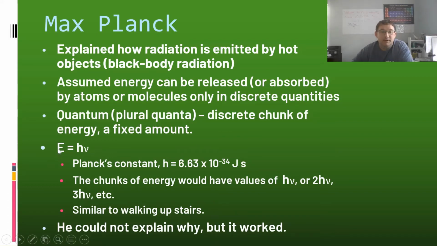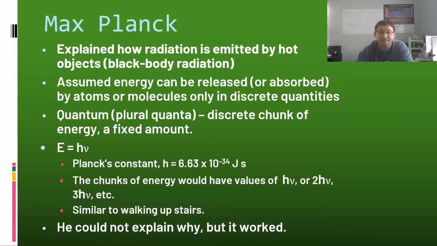So the energy divided by the frequency would always give the same number, which we call Planck's constant. So you could have 1 h nu, or 2 h nu, or 3 h nu, but you couldn't have anything between that. It's kind of like walking up steps. When we walk up steps, we can't take 1.5 steps or 2 3/4 of a step. You either take 1 step, 2 steps, 3 steps, and if you're really, really good, you could maybe take 4 steps. But it was always in multiples of h nu.